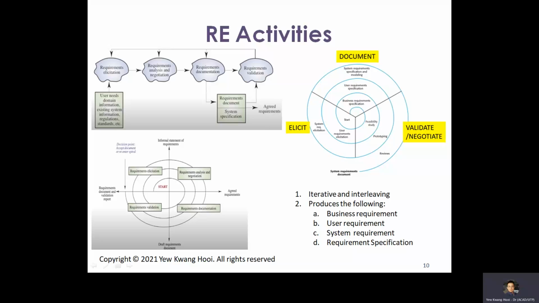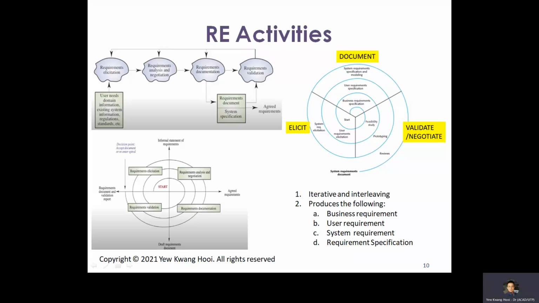Okay, since I have mentioned user requirements and system requirements, what do you think could be the difference between the two, user requirements and system requirements? Are they both the same? The answer is no, they are not the same. User requirement means requirements as given by the user.